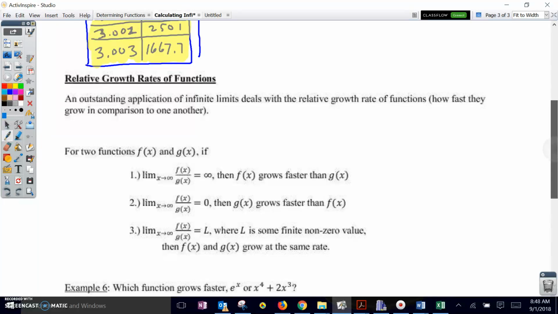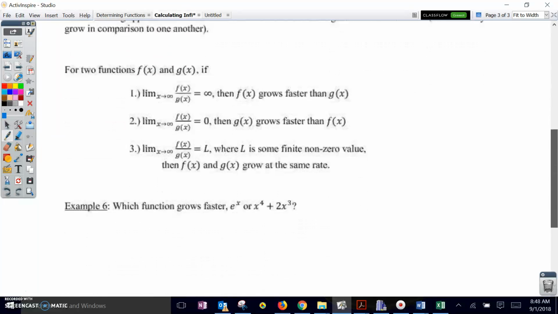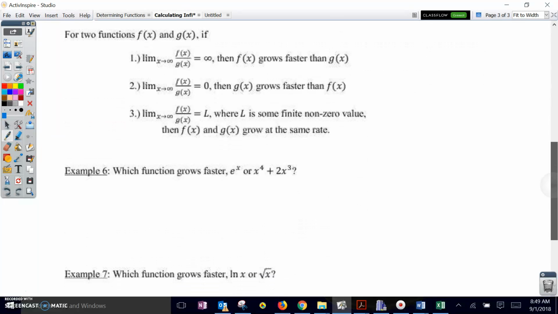The first one: if the limit as x goes to infinity of the ratio of two functions is infinity, then the function in the numerator grows faster. If the limit as x goes to infinity of the ratio of functions is 0, then the one in the denominator grows faster. And in the third option, if it's any value between 0 and infinity, that means those two functions grow at the same rate. So that's the quick boiled down version of that idea. Let's apply that in example 6 here.